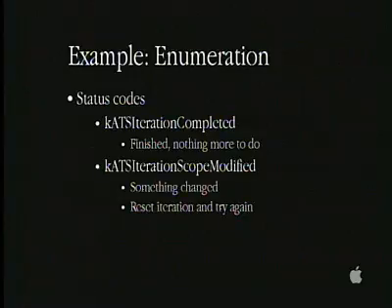If you get the iteration scope modified error or status code, it's there to tell you that something has changed. Someone behind your back went in and activated a font, deactivated a font, to cause a database change. This status is there to tell you that your iteration was not complete. You should reset the iterator using the reset API and try again.